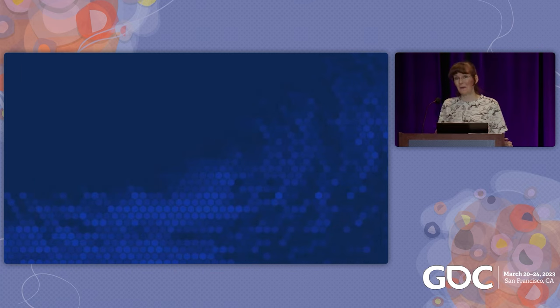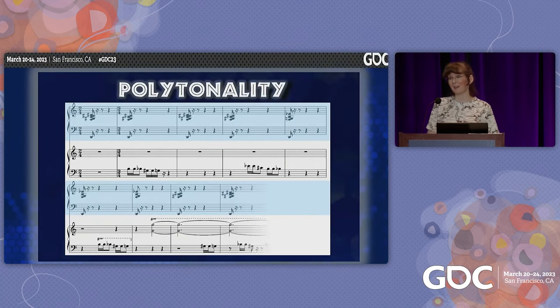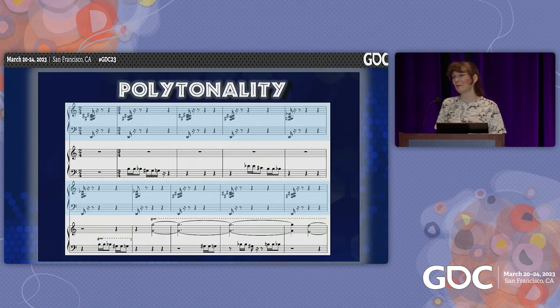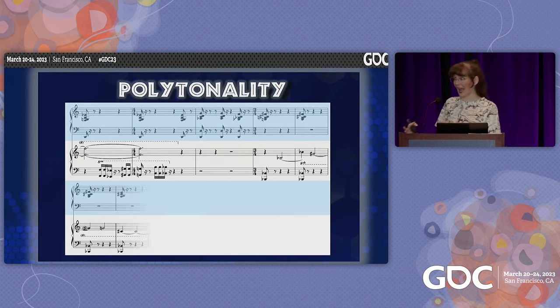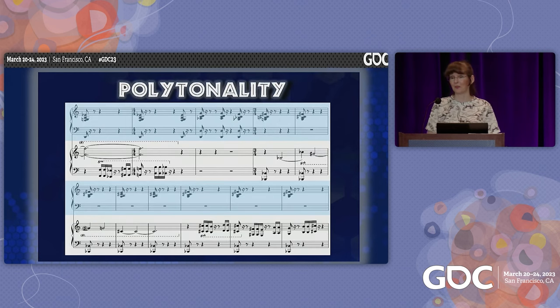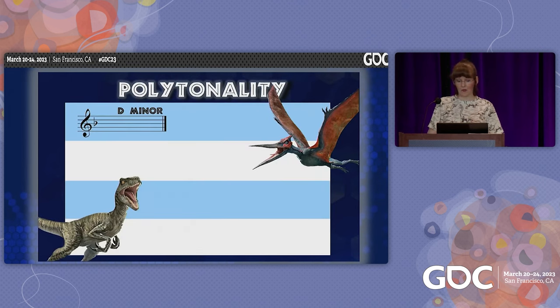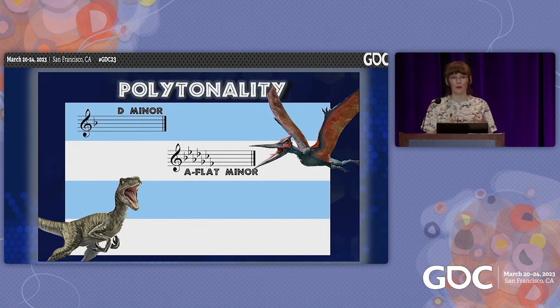Now I want to share a more complex example of polytonality with you in the music I composed for Jurassic World Primal Ops. We're going to be listening to this music, but again, I'll break it down for you first. The orchestra begins with repeating diminished chords in D minor. The string section gives us some nervous figures in A flat minor. So now we have two simultaneous unrelated keys, D minor and A flat minor.